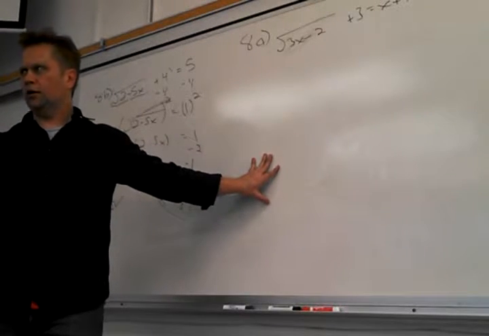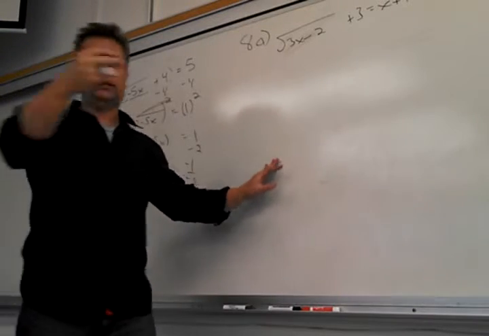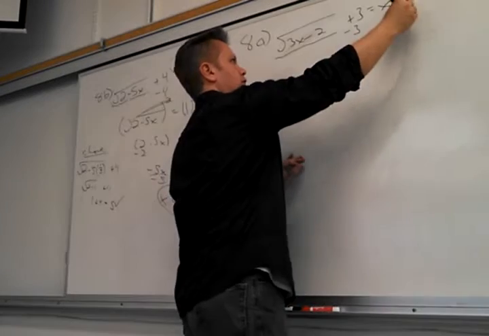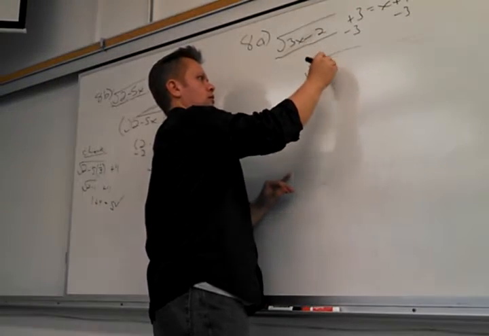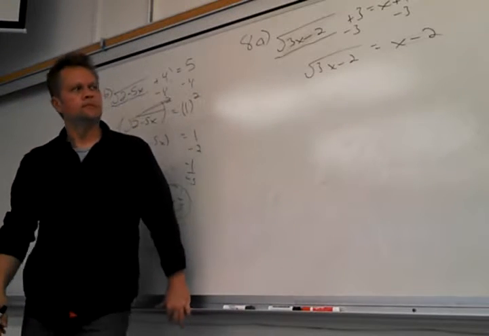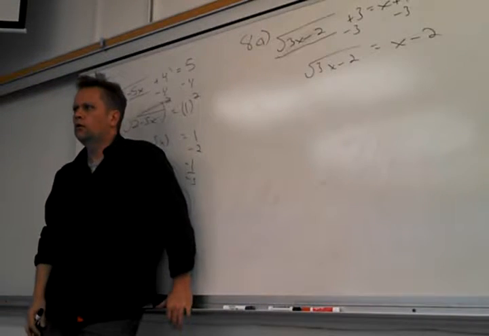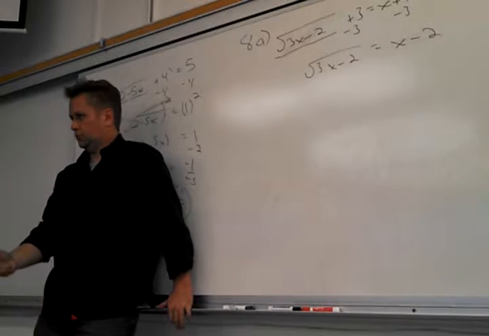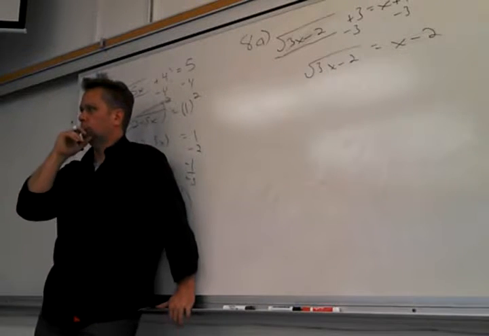That's why 8C is going to be weird, because there's two radicals. But here's just one radical. I want to get it by itself. I want to kill the 3. And then the opposite of square root is square it. Cool.